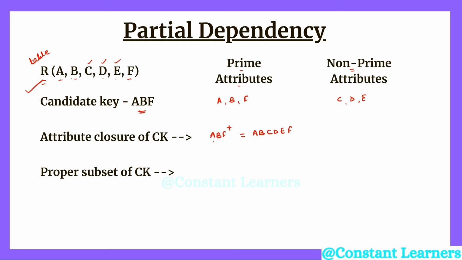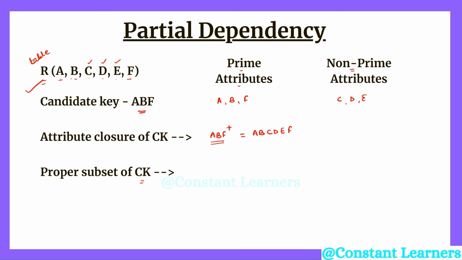ABF together, all of these three attributes together, okay? We're not talking about only A or B or F or a combination of AB, BF or AF. We're talking about ABF together. All of these three attributes will determine all of the attributes, that is A, B, C, D, E, and F, right? Now, what will be the proper subsets of the candidate key?